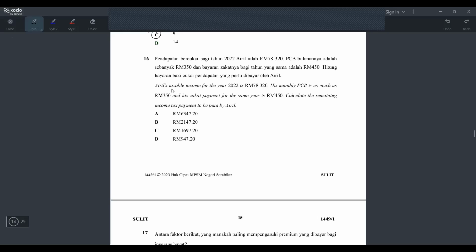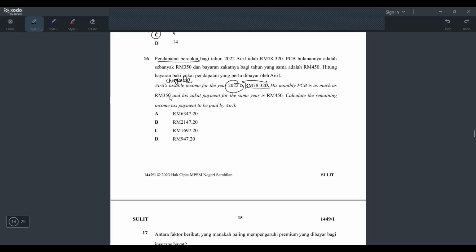Okay, let's read first. Taxable income for the year 2022 is 78320. Taxable income is the pendapatan bercukai. It means the chargeable income lah. Taxable income and chargeable income is the same thing. Benda yang sama. So what is the formula for chargeable income? You take the total income minus tax exemption minus tax relief. It means this 78320, they already minus all the tax exemption and tax relief for you. This one is after you tolak the tax exemption and tax relief. That's why they say chargeable income. So chargeable income means they already tolak the tax exemption and tax relief.